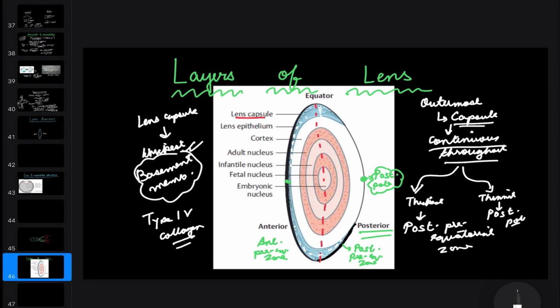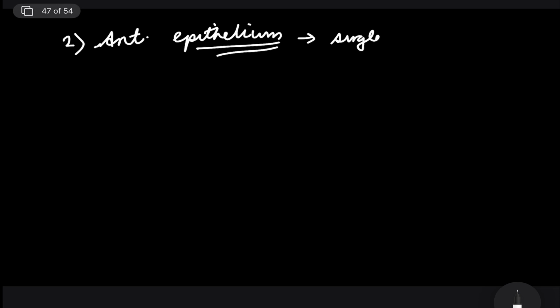So what exactly is the second layer? That second layer is known as the epithelium. Actually, more aptly, it is known as the anterior epithelium. Epithelium means epithelial layer. Like anywhere else except stratified epithelium, it is a single cell layer.